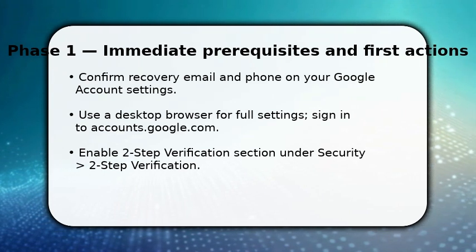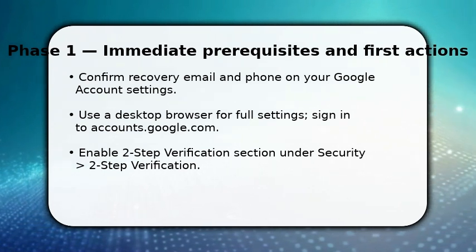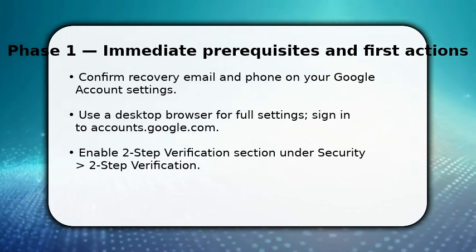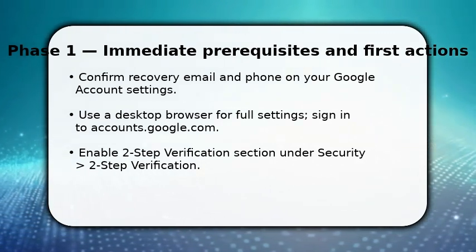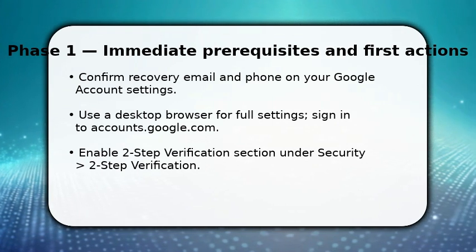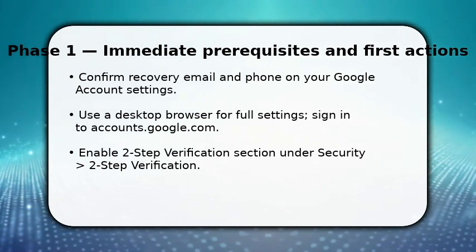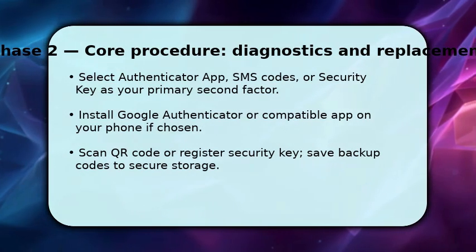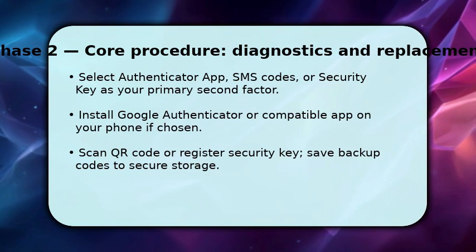Once signed in, navigate to Security and open two-step verification. This is the control center for multi-factor options. Start the setup process. You'll be prompted to confirm your password again, which prevents unauthorized changes, so enter it to proceed. Once you're in two-step verification, choose a method that fits your needs.